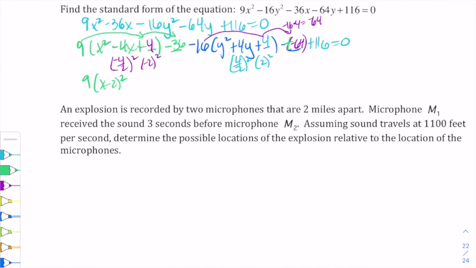So our 9 stays factored out in front. We get x minus 2 quantity squared. Remember, it's the thing before you square it, or you are factoring this part, so it multiplies to 4 and adds to negative 4. I'm going to hold on the minus 36, and I'm going to combine that with our 64 and 116. And then the negative 16, I'm going to keep that out. And then y plus 2 quantity squared. Remember, again, it's the thing before you square it, or you're factoring this, so it multiplies to 4 and adds to 4, so that's 2 and 2. And then we've got negative 36 plus 64 plus 116.